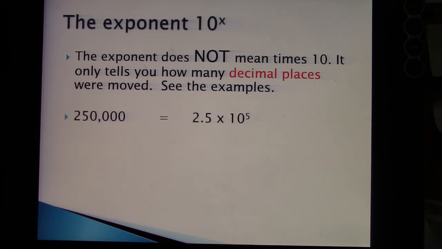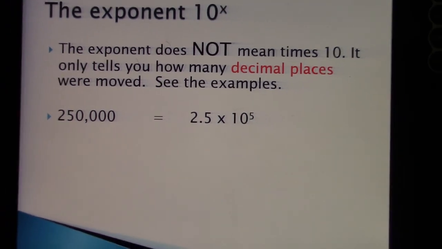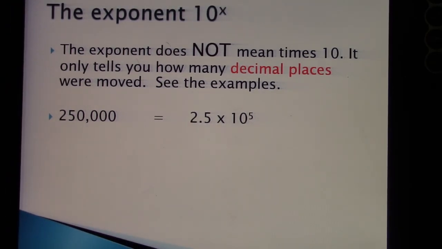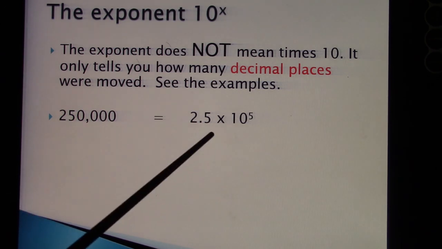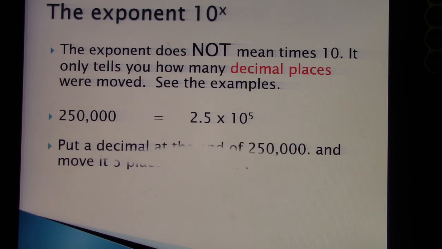So let's take that number there. Zoom in a little bit. The number 250,000 has 2 significant digits, so put an imaginary decimal and count 1, 2, 3, 4, 5. So 2.5 times 10 to the 5th would be the correct way to express that value. You just put an imaginary decimal, and you always keep the same significant figures in both numbers. So don't change the significant figures. Move it 5 places to the left.